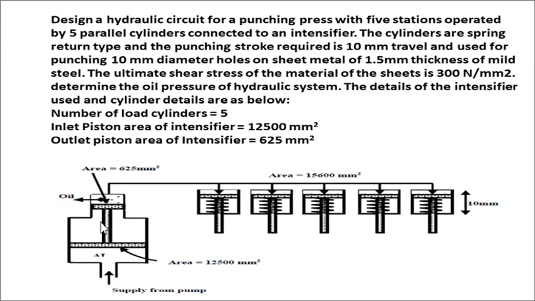In this particular diagram, you can see the application of an intensifier. There are 5 punches which are for a punching press, and those need to be supplied with energy from a hydraulic intensifier. The energy required for the punching operation is very large, and that energy needs to be supplied in a sudden way.